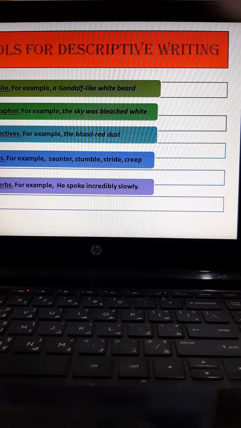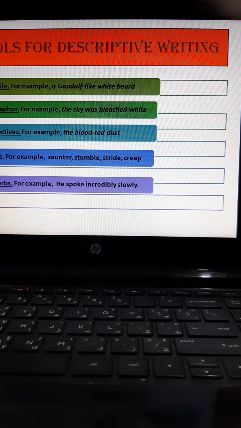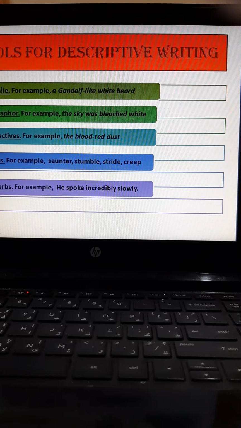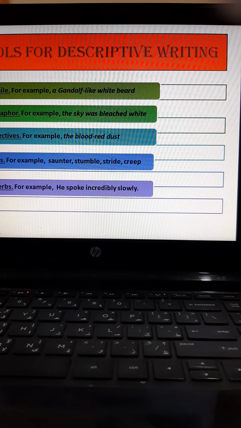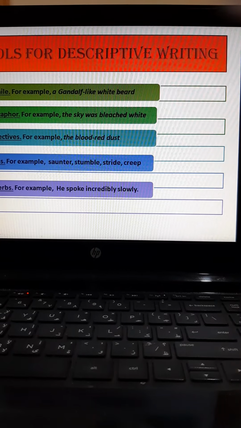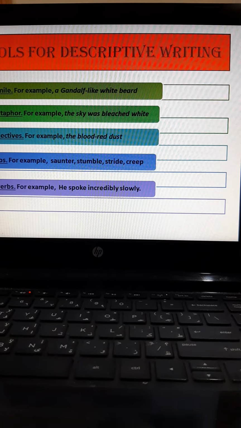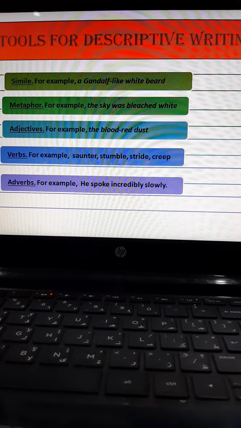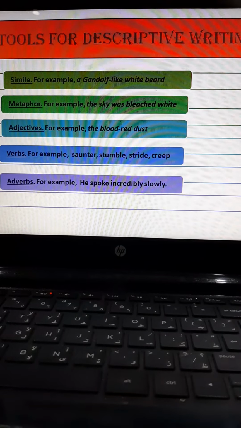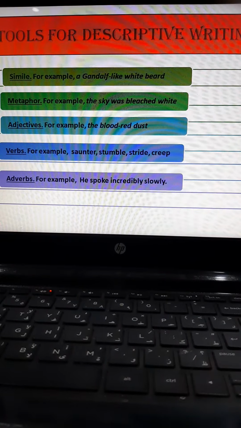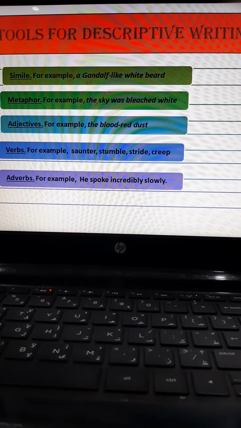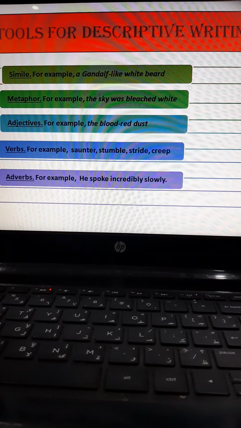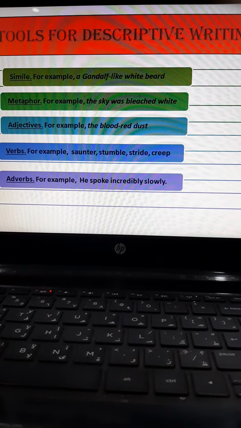Examples of these tactics and their effects. Simile. For example, a Gandalf like white beard. Now, for those who don't know, Gandalf is the wizard in Lord of the Rings. Metaphor. The sky was bleached white. Adjective. The blood red dust. Verbs. Saunter, stumble, stride, creep.